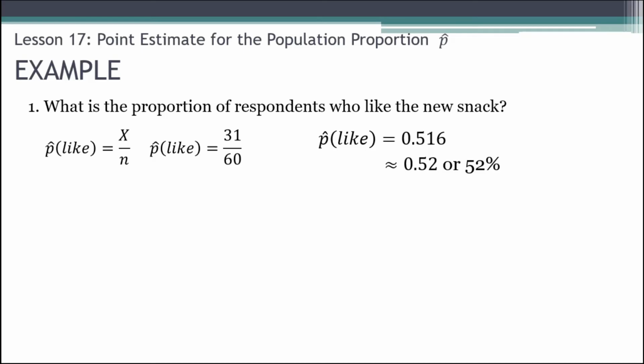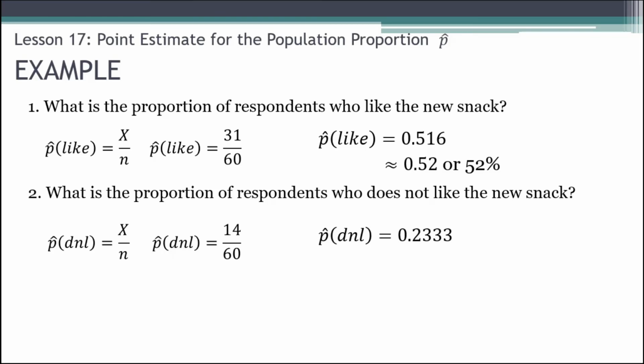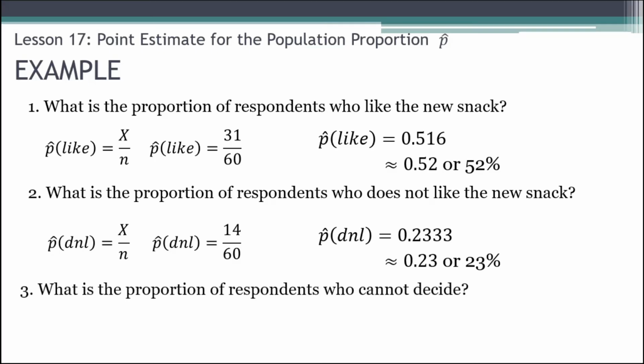Kuha ba? Okay, good. Next, how about those who do not like the new snack? So again, applying the same formula, DNL stands for did not like. So, ilan yung hindi nag-like dito? Very good, that is 14. Again, divided by 60. This is equals to, very good, 0.2333 or around 23%. Kuha? Okay, good.